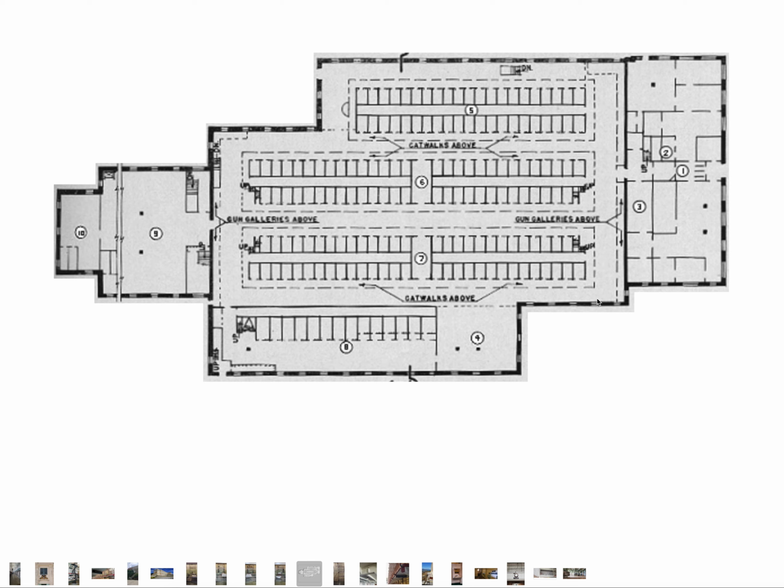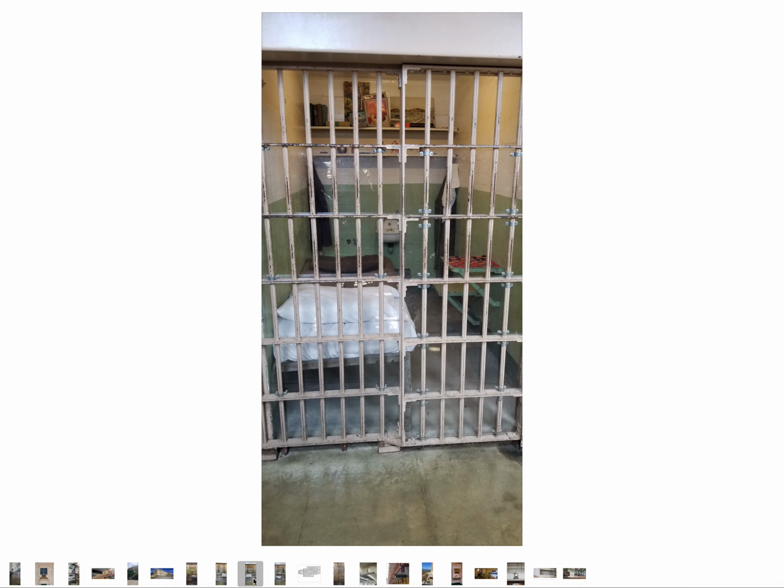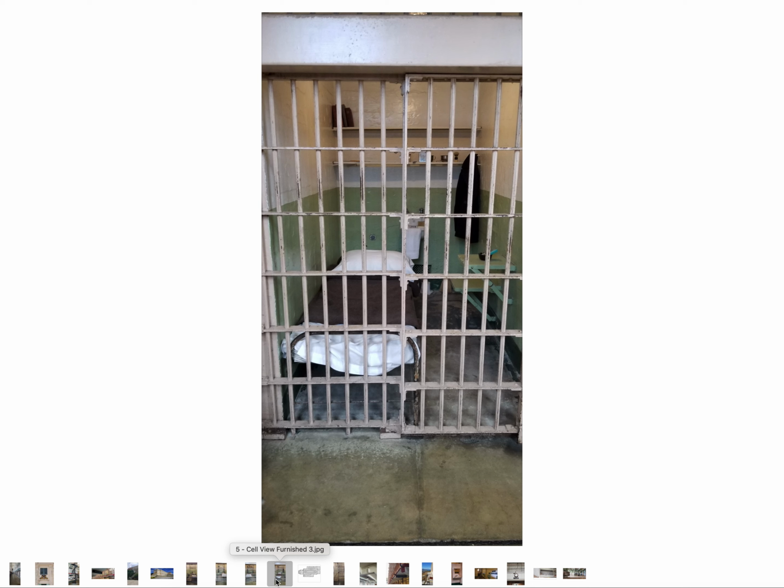Down here toward the very end, we can see these cells would have been known as Park Avenue. Part of that is because of the sun coming in through the windows would have warmed up these cells a little more than some of the others in the cell block. So that would have been some prime real estate at the end of C block on CD Street.